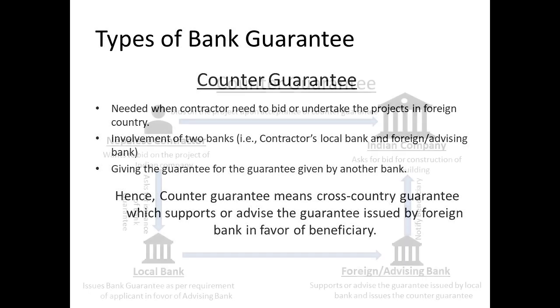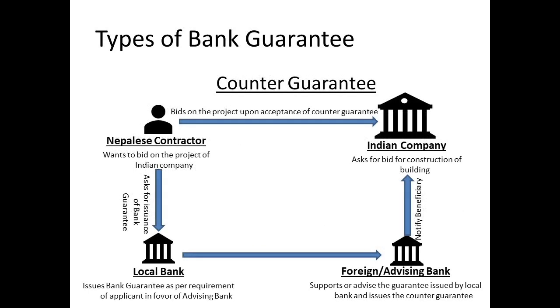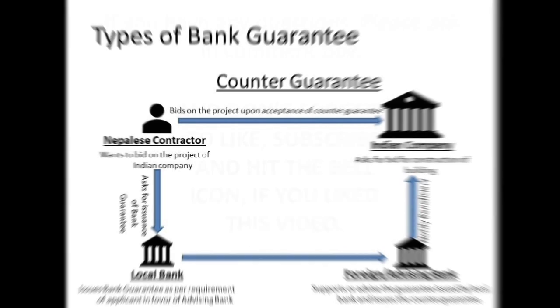For example, a bidder or contractor from Nepal wants to bid on a project in India. Generally, the Indian beneficiary will not accept the guarantee issued by a Nepalese bank, whereas the Indian bank will not issue the guarantee on behalf of the Nepalese contractor. In this case, the bidder will approach his local bank, that is the Nepalese bank, to issue the guarantee in favor of the Indian bank. Then, when the guarantee issued by the Nepalese bank is supported by the Indian bank, they issue the counter guarantee on the same and notify the Indian beneficiary.